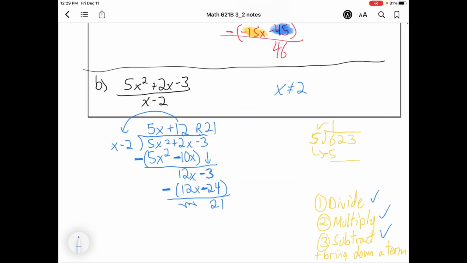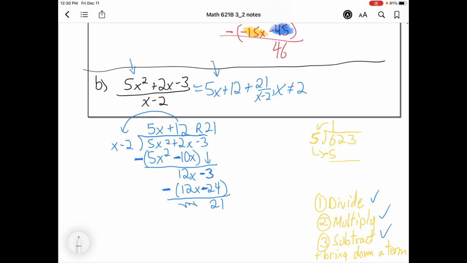What we learned is that the answer to the original question is that that division can be rewritten as 5x plus 12 plus 21 over x minus 2. And it has the restriction x can't be 2. I guarantee you if you put a number in the original form and in this divided form, you'll get the same result. I mean, we could even try it.